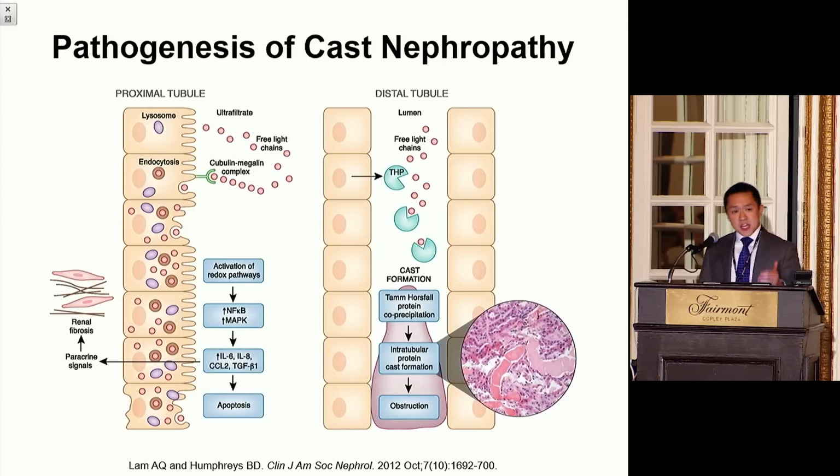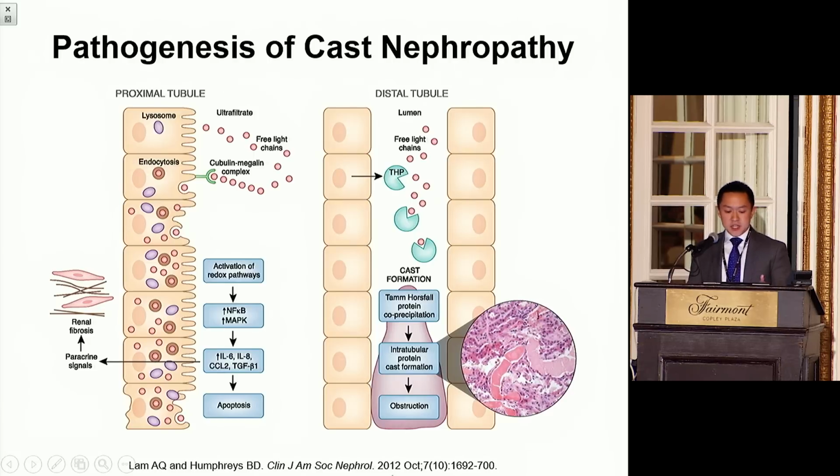To understand the pathogenesis of cast nephropathy, we have to understand how light chains are normally processed by the kidney. So remember that both kappa and lambda light chains are freely filtered by the glomerulus. They enter into the proximal tubule where they're taken up by receptor-mediated endocytosis.